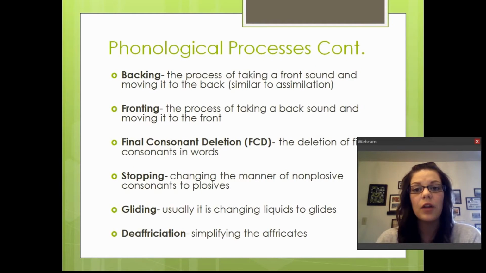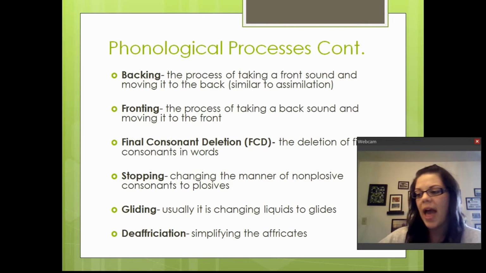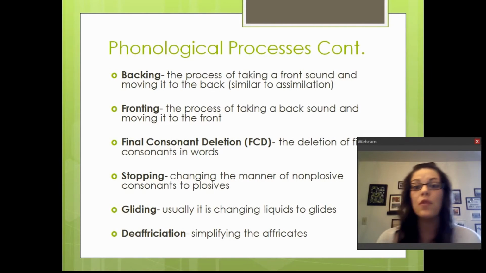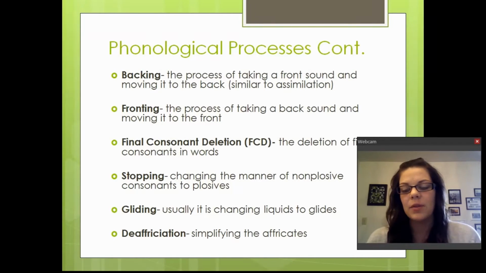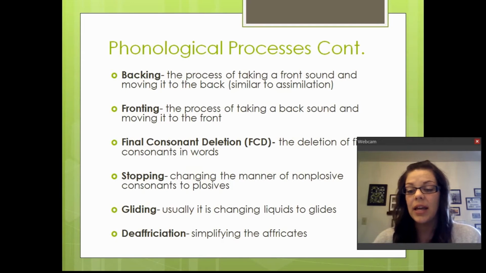Additional phonological processes, we have backing. That's going to be taking a front sound and moving it to the back. So instead of tap, I might use cap. So the T is moved back to the K. Instead of dog, I might use gog.